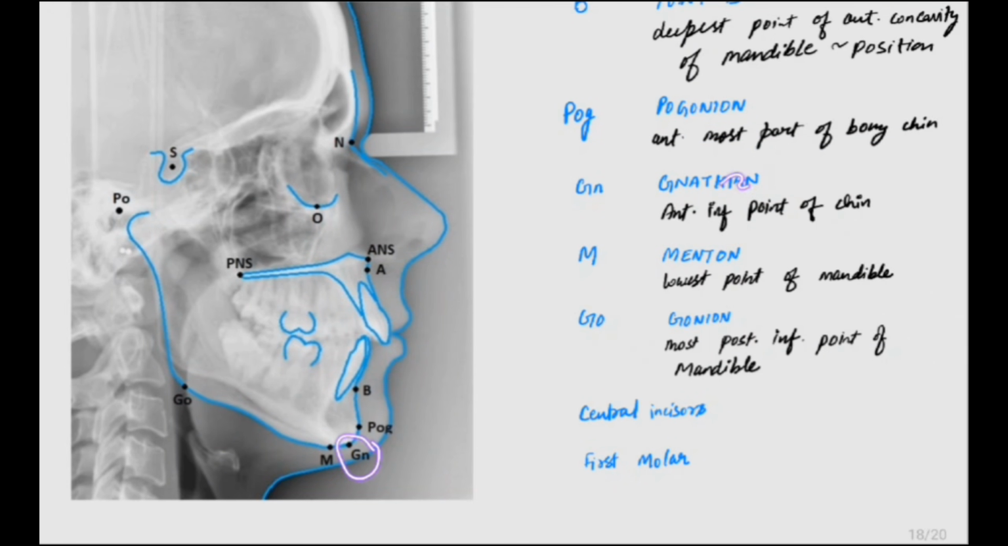GN represents the Gnathion. It is the anterior inferior point of the chin. M represents Menton. It is the lowest point of the mandible. GO represents Gonion. It is the most posterior inferior point of the mandible. We also identify the central incisors and the first molar. They are important to identify the proper occlusion.